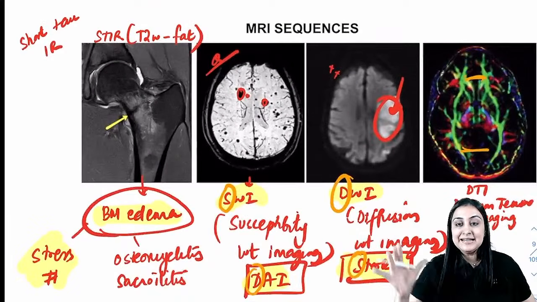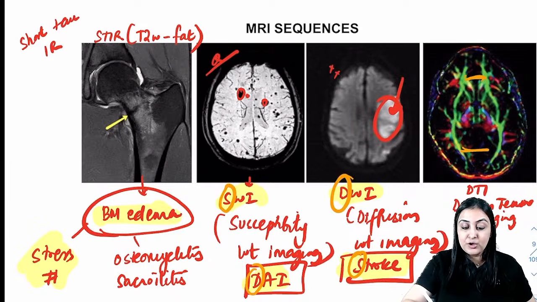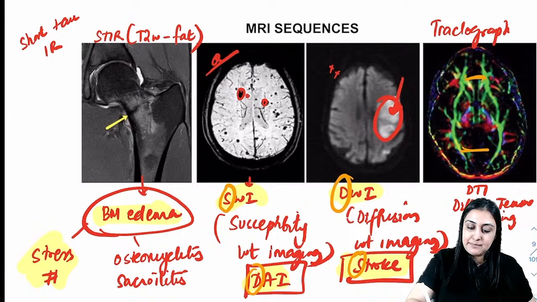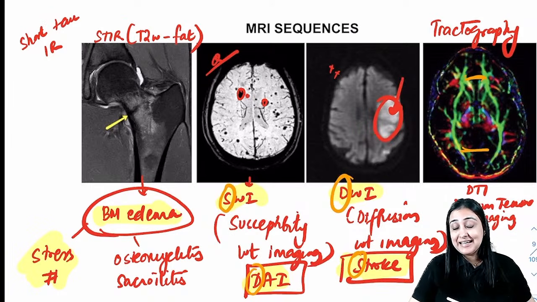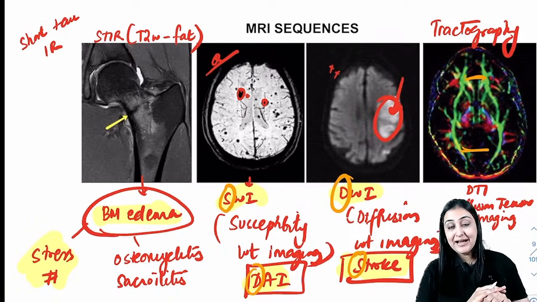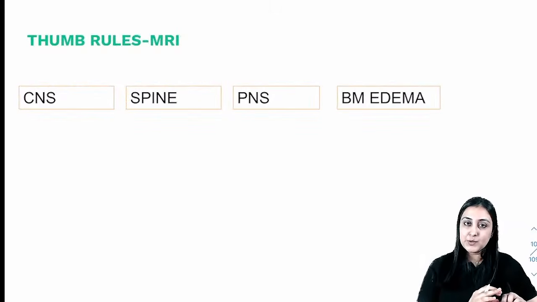And when I make a 3D image of all of these white matter tracts, that is called tractography. Okay, same thing. So tractography or DTI, diffusion tensor imaging. Fine. So these are your MRI sequences.